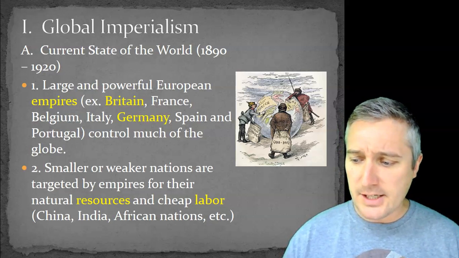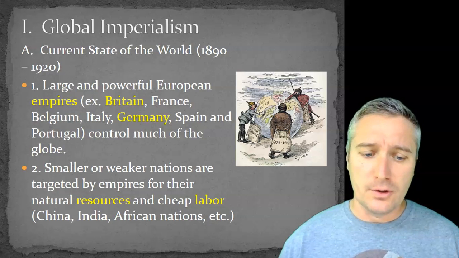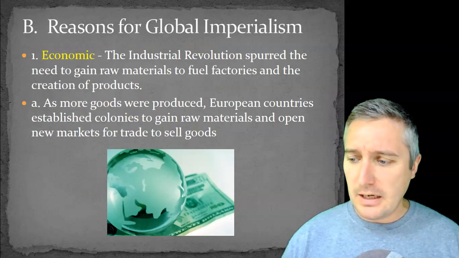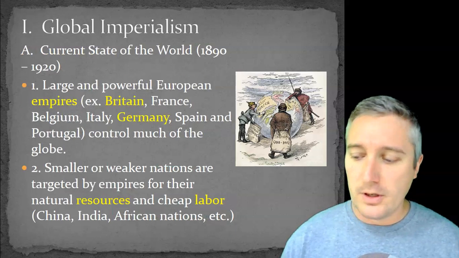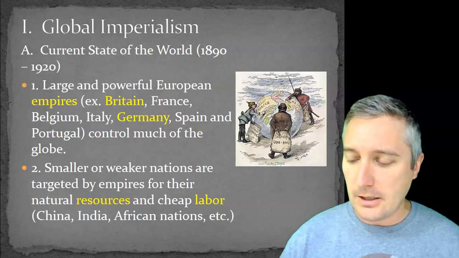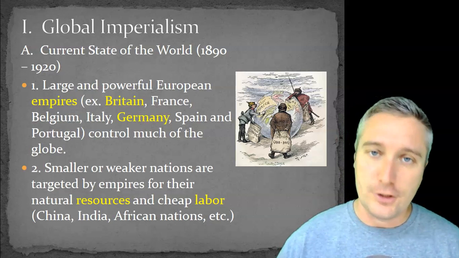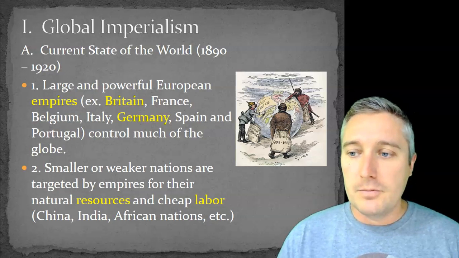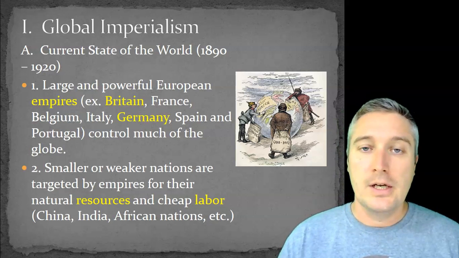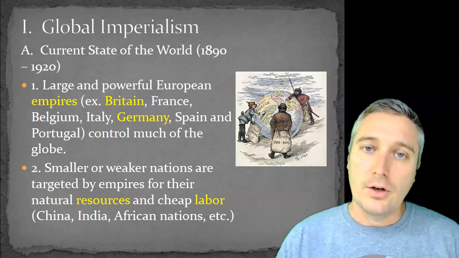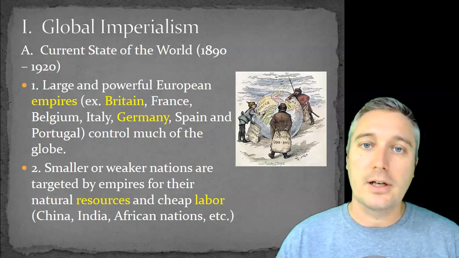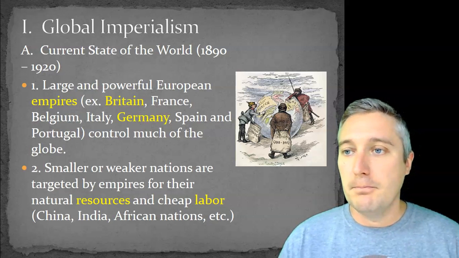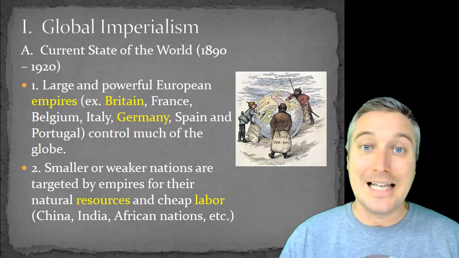But let's take a look at the relationship, or at least the reasons for that. Oh, and I missed that last part. Smaller or weaker nations are targeted by empires for their natural resources and cheap labor. Places like China, India, Africa, places where poverty is much more standard. These powerful, rich nations are going to come into these weaker, often more populated nations, but they're going to be able to pay a lot less.